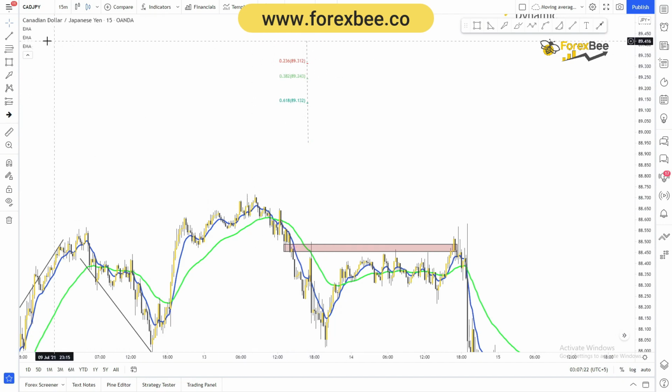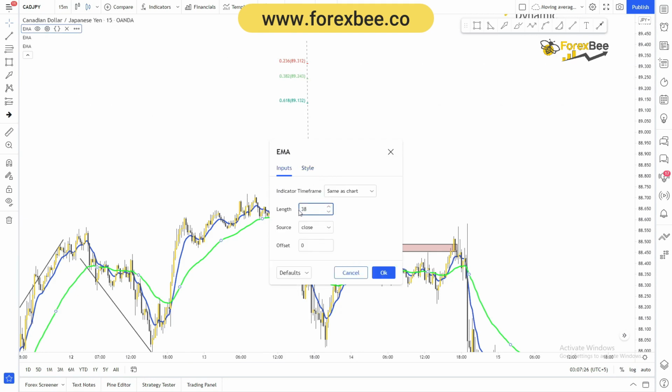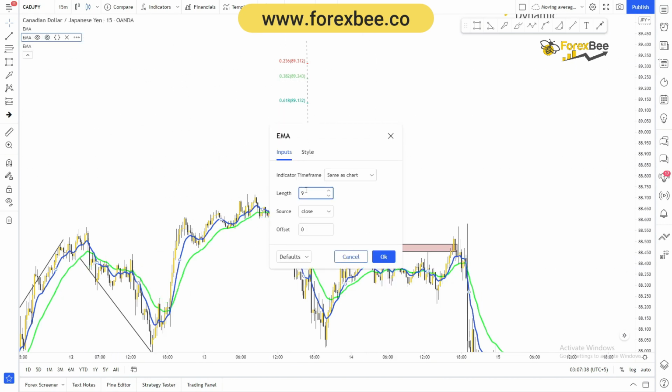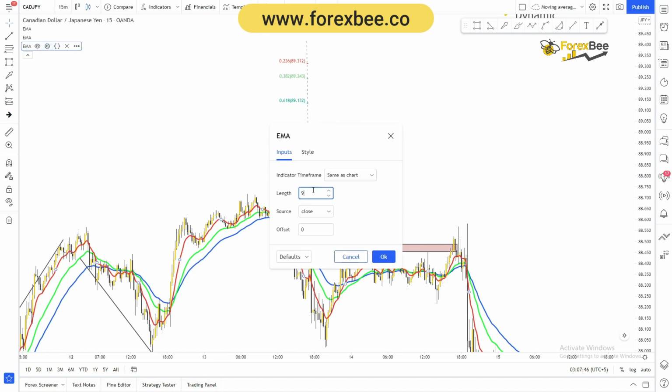Okay, so let me go ahead and change this. This is 38, so let me check, this is green, and I'm going to change this to 23. Okay, and let me change this to 38. Okay, and now let me change this to 62.